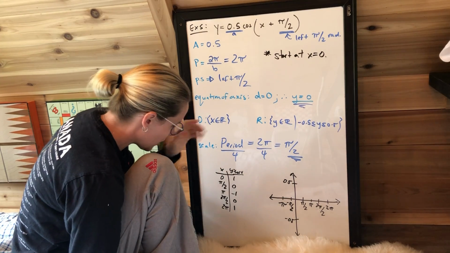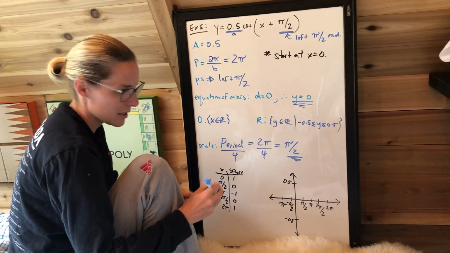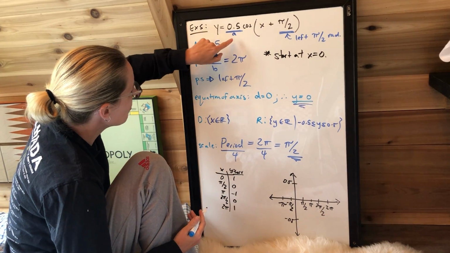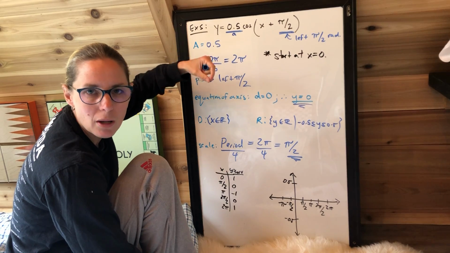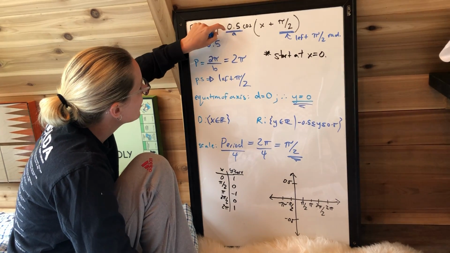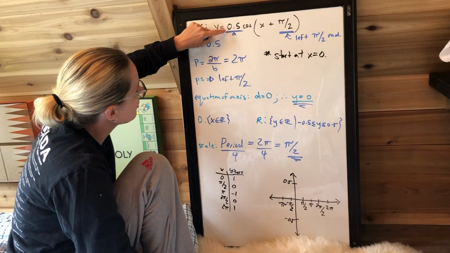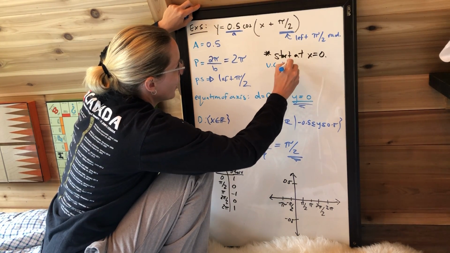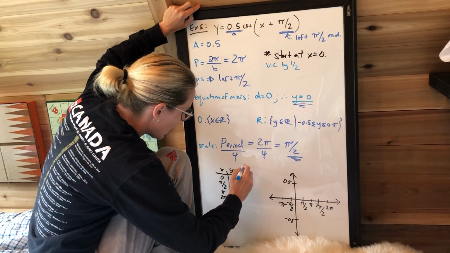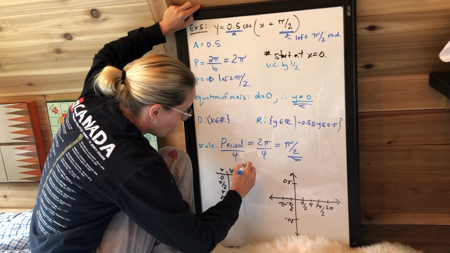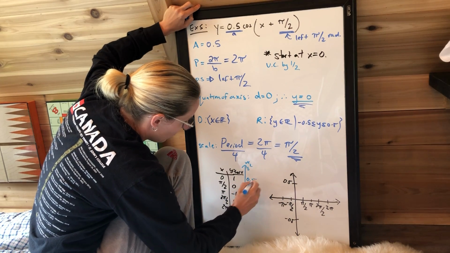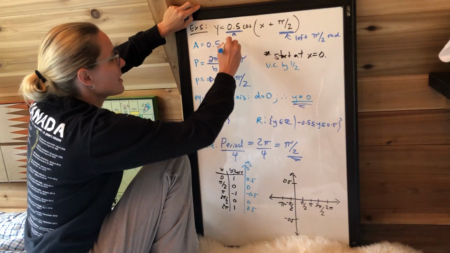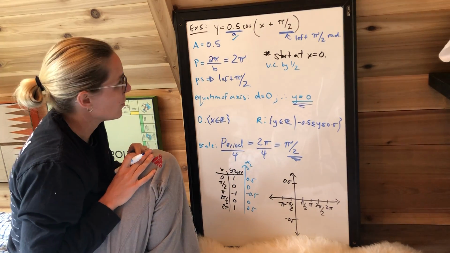So basically, if you want to start with the key points, and for people that I didn't teach, I'm not sure if you did this, but the idea here is when you look at the transformations, you have to apply the multiplicative ones first. So this amplitude here of 0.5 was really a vertical compression by 1/2. So what that means is we take our y values and we multiply by 1/2. So this becomes 0.5, 0, negative 0.5, 0, 0.5. That takes care of that transformation.